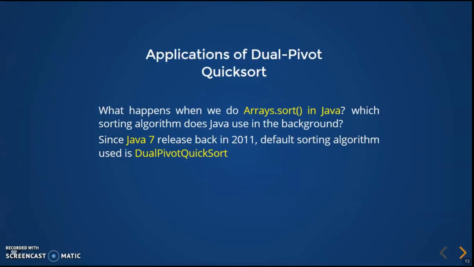Now, the application of dual pivot quicksort. What happens when we do array.sort in Java? Which sorting algorithm does Java use in the background? The answer is, since Java 7 was released back in 2011, the default sorting algorithm used in array.sort is the dual pivot quicksort. Earlier they used the classical quicksort developed by McIlroy, and after the Java 7 release, they are currently using the dual pivot quicksort.